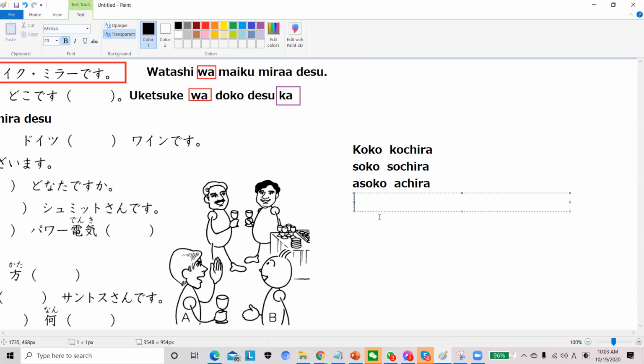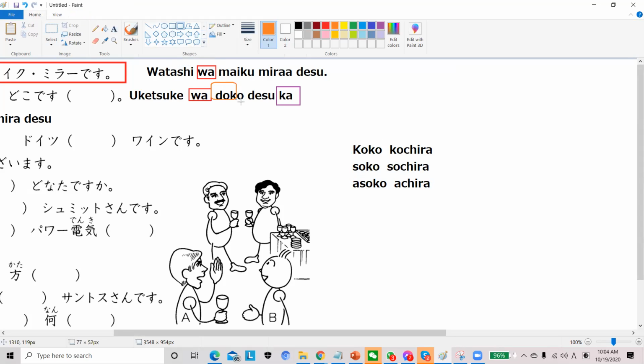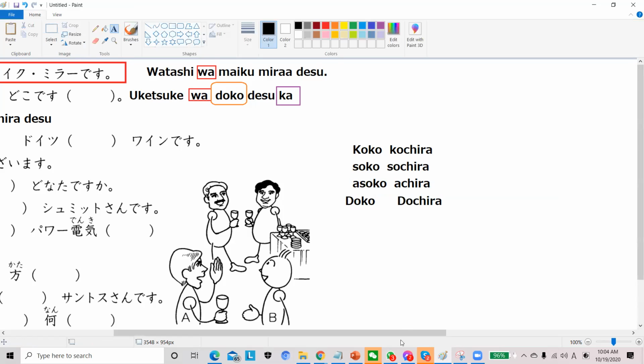The question form is? どちら, no, not uchira. What is the question of koko, soko, and asoko? どこ. Okay, so we have doko. That is the plain form. How about the polite form of doko? どちら. Very good. Dochira. Hai, yoku dekimashita.